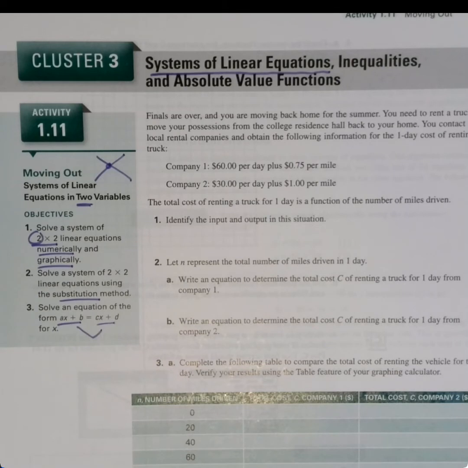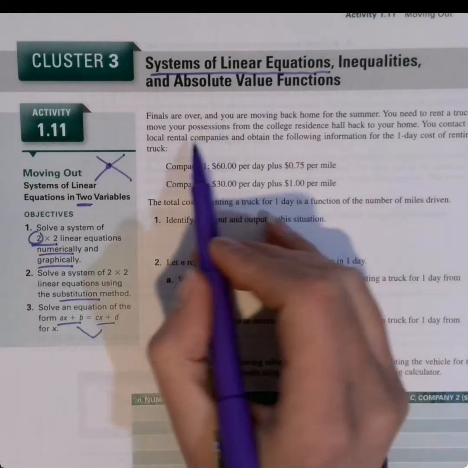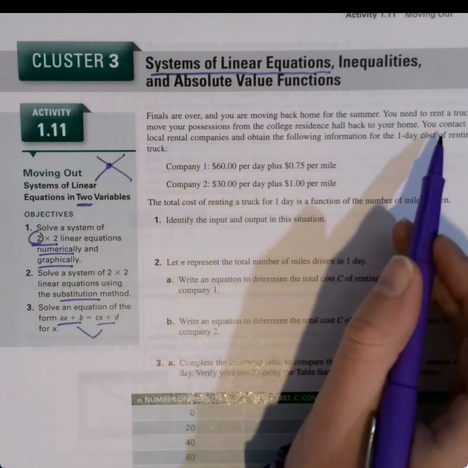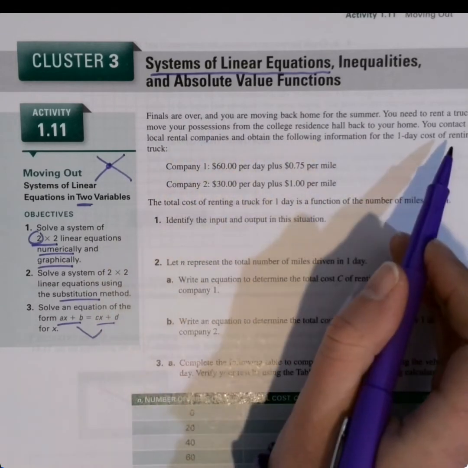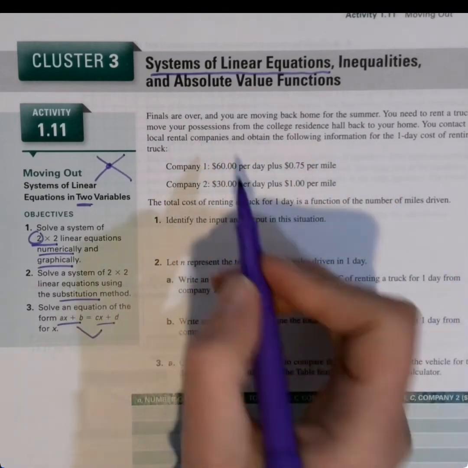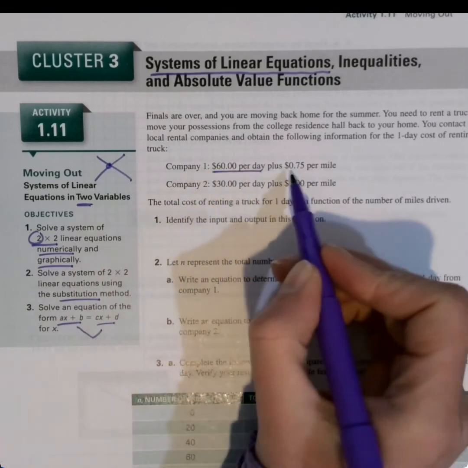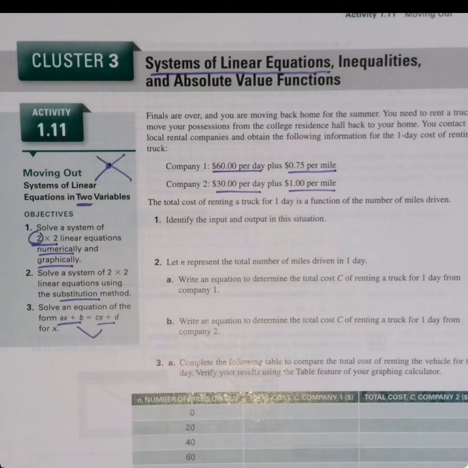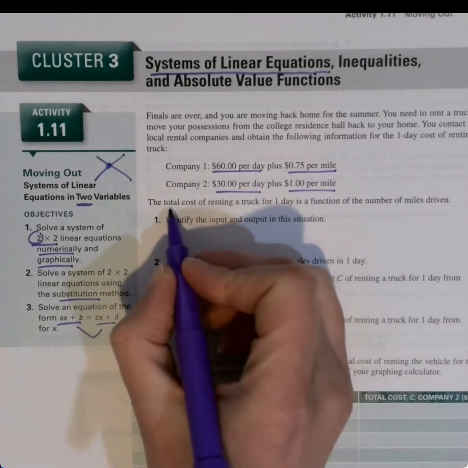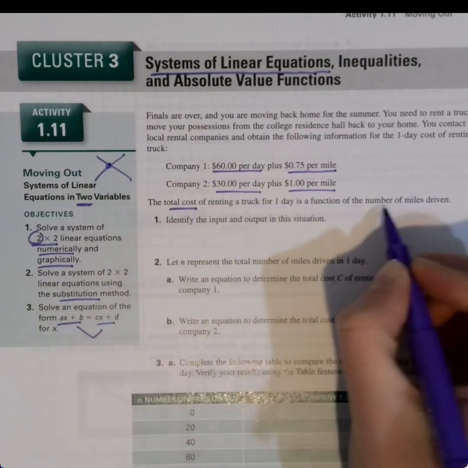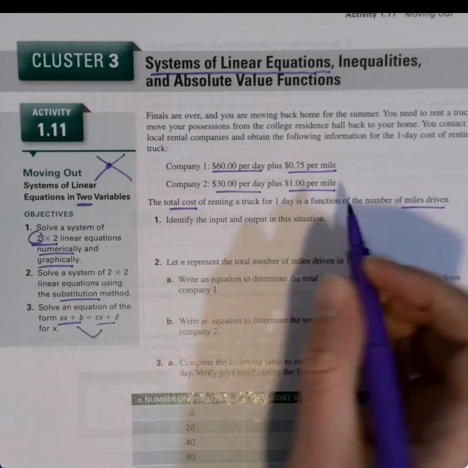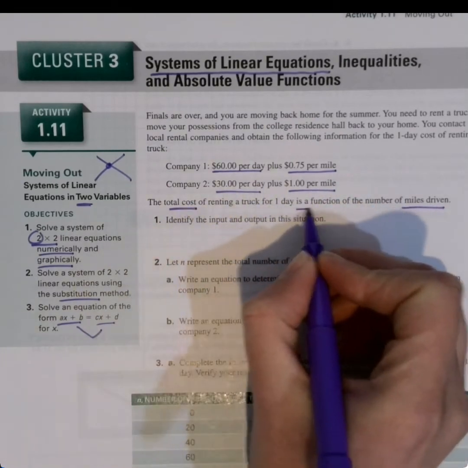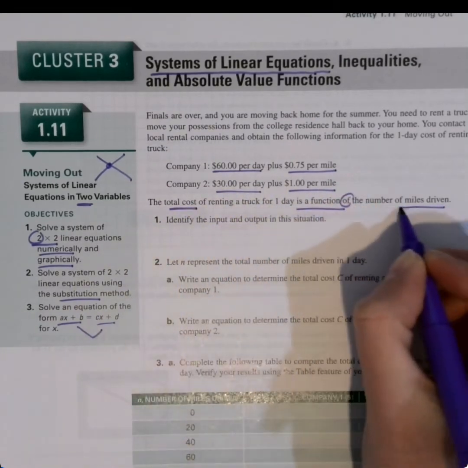All right, so in our first situation, we are moving back home for the summer and we need to rent a truck. So there are two companies. One charges us $60 per day plus 75 cents per mile. The other one charges us $30 per day plus $1 per mile. So I need to identify the input and output for this situation. In our situation, the total cost of the rental truck for one day is a function of the number of miles. So total cost is a function of the number of miles.